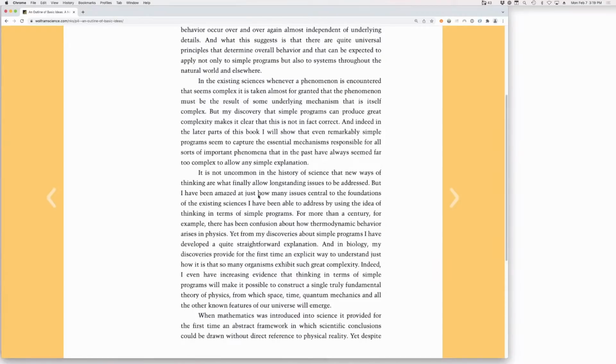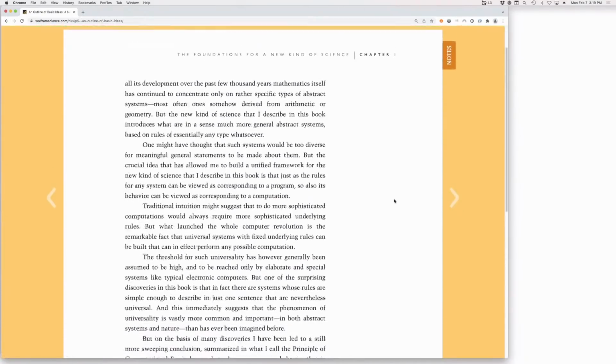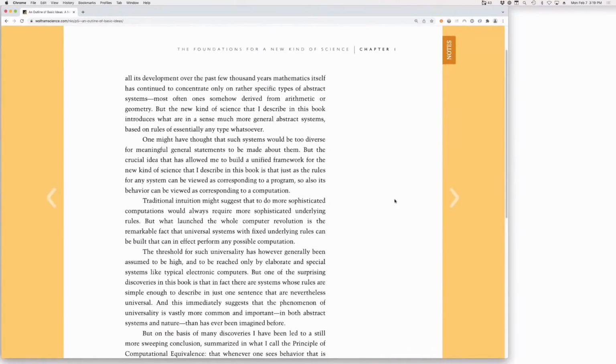And I'll talk a bit about that later. So I went on here to say, when mathematics was introduced into science, it provided for the first time an abstract framework in which scientific conclusions could be drawn without direct reference to physical reality. Yet, despite all its development over the past few thousand years, mathematics itself has continued to concentrate only on rather specific types of abstract systems, most often ones somehow derived from arithmetic or geometry.